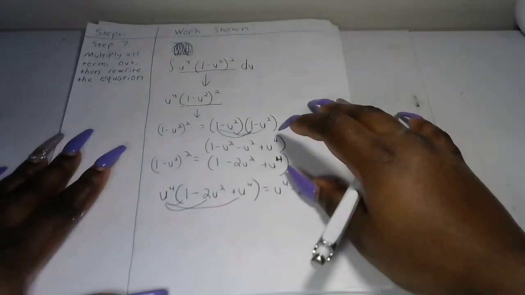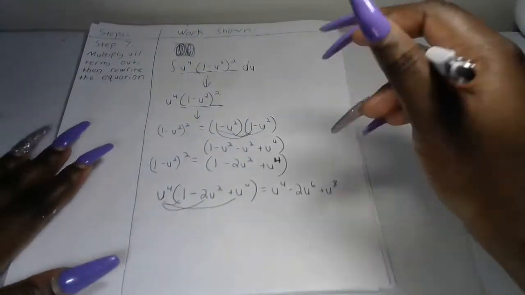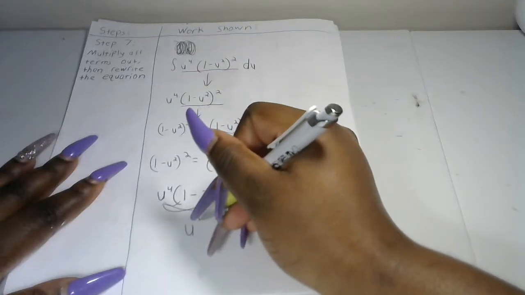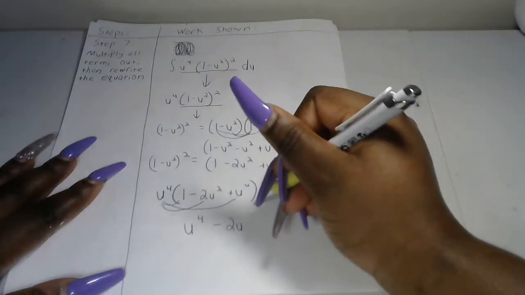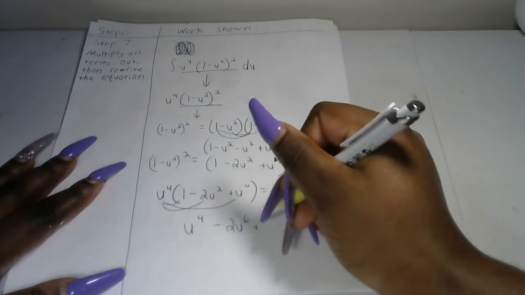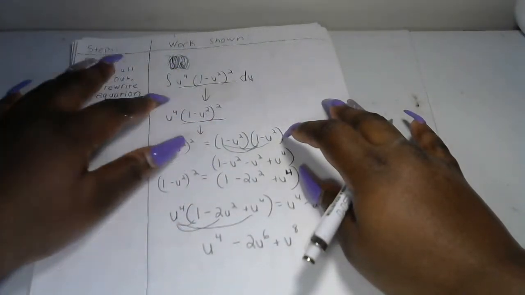So basically what we have, when we multiply all the terms out, we have u to the fourth minus 2u to the sixth plus u to the eighth. That's what this equals when it's all multiplied out.